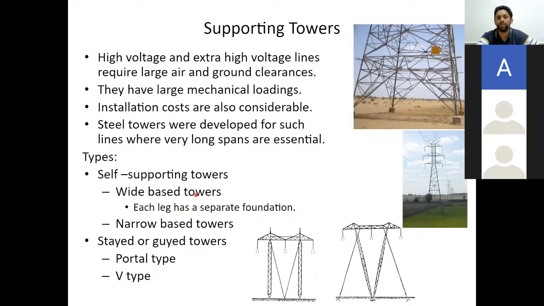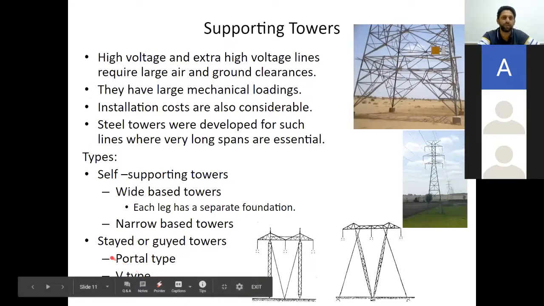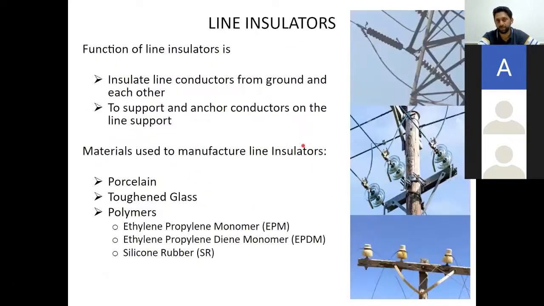These are the 2 types of self-supporting towers and 2 types of stayed or guyed towers: portal type and V type. Portal type will be like this, like a pie, and V type will be like V. These are the types of supporting towers. So these first 2 we finish, conductor, then second is support.